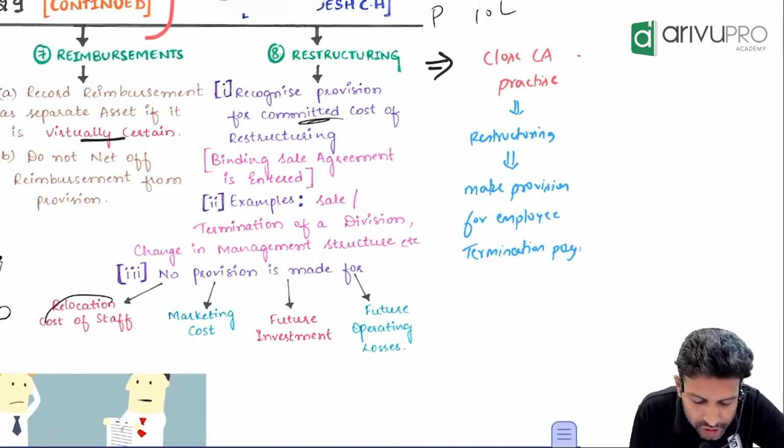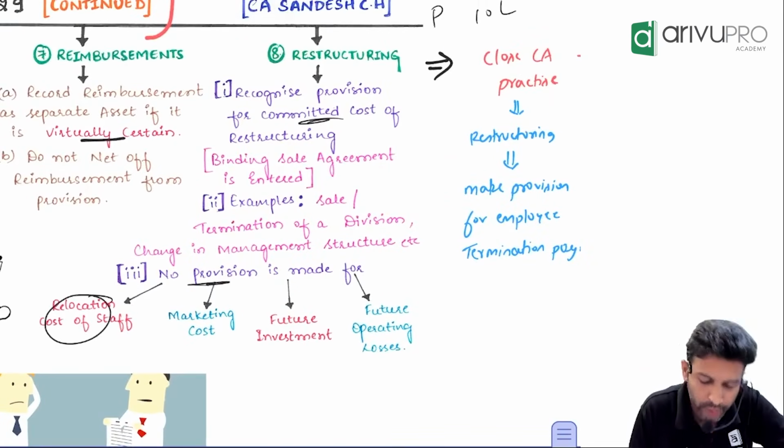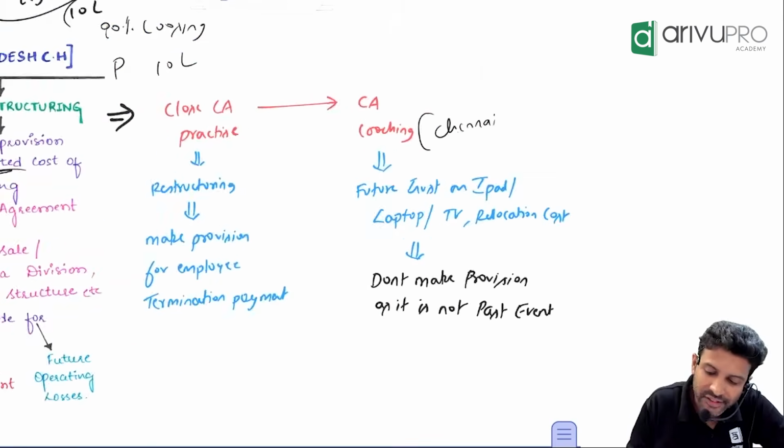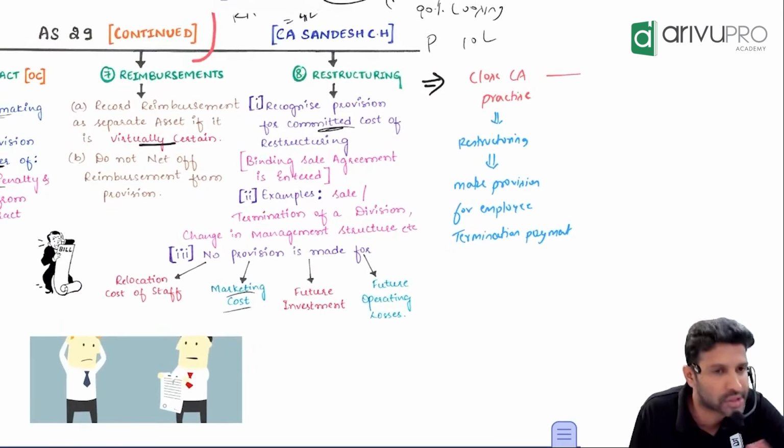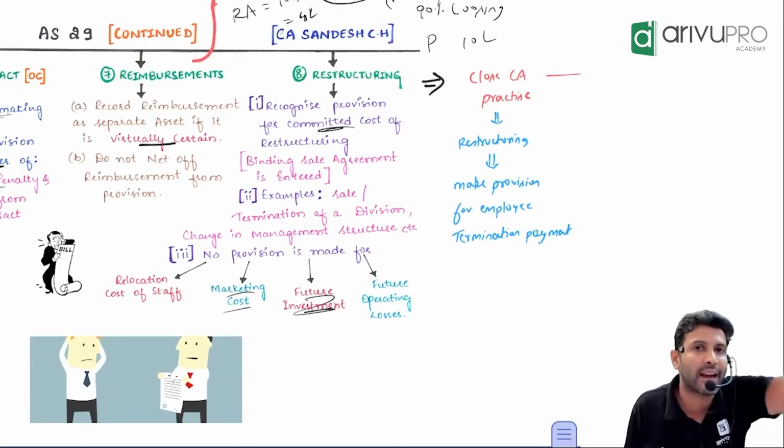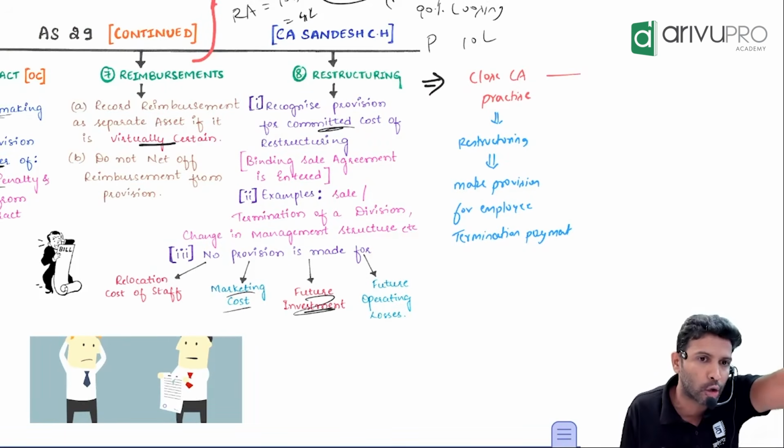So now, tell me. For relocation of staff, will you make any provision? No. For marketing, for my CA coaching, if I am doing any marketing, for that marketing cost, will I make any provision? No. For future investment like iPad or new laptops, provision or no provision?